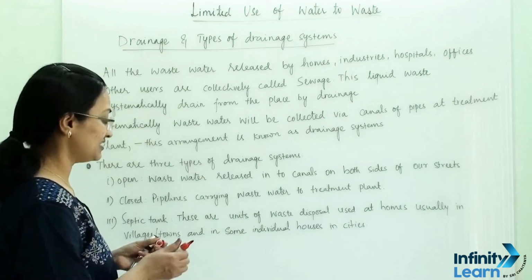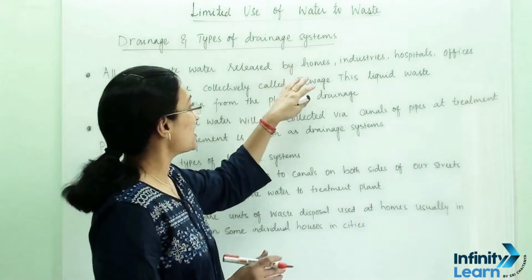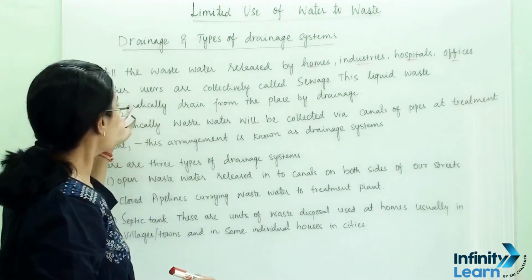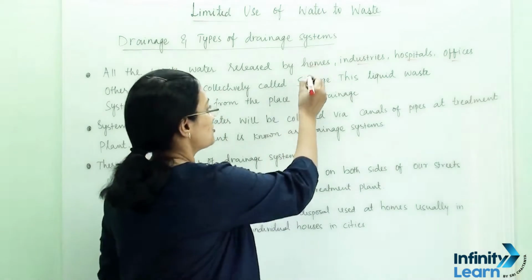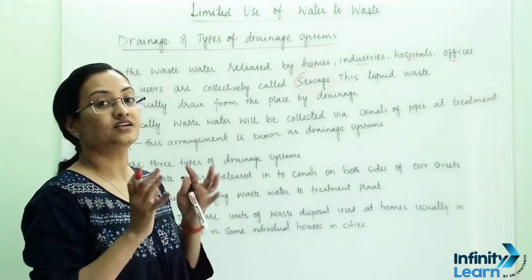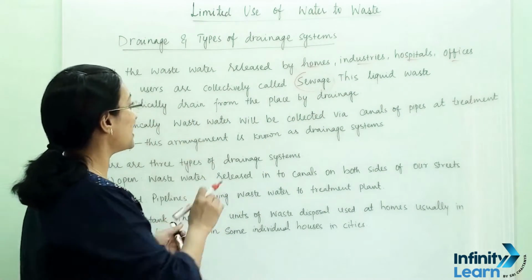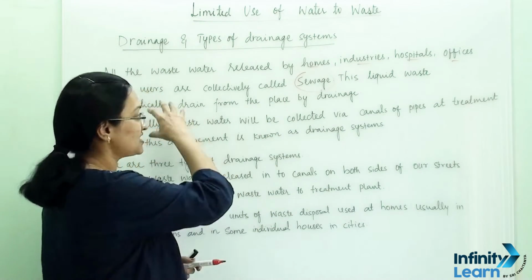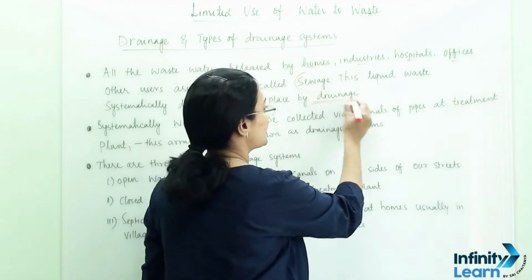So first of all, let us understand what is drainage. All the wastewater released by homes, industry, hospitals, offices and other users is collectively called sewage. Now this liquid waste is systematically drained from the place where it is generated. From there we are systematically driving it to another place. That is known as drainage.